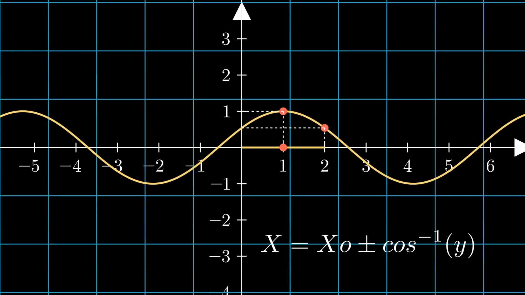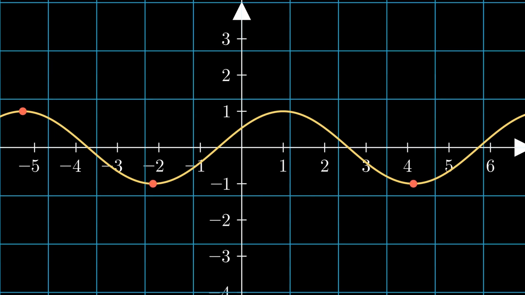So now we found how to do it for one vertex, but the cosine function has multiple vertices. To get to a given vertex, we add or subtract 2k pi to the formula where k is an integer. And that's it. The same idea that we used for the quadratic is also used for the cosine.